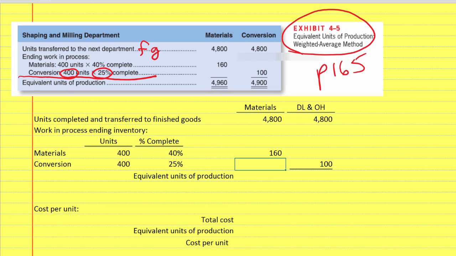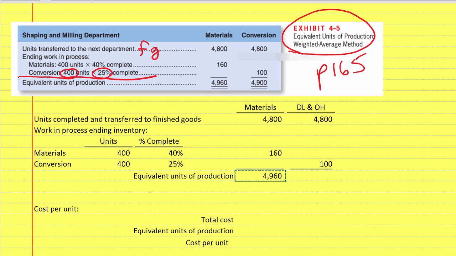So let's total up here. 4,800 units rolled off the end of the assembly line, and there's enough materials sitting on the assembly line in ending work in process to make 160 units. So our equivalent full units of production with respect to materials is 4,960 units.